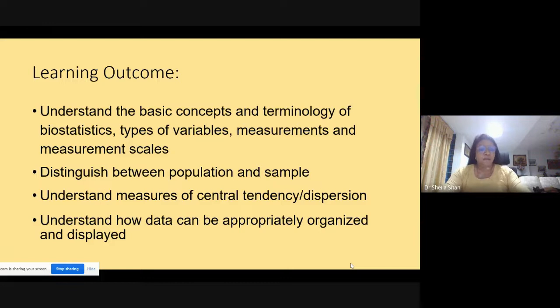So the learning outcome. If you look at the slide, the learning outcome is to understand the basic concepts and terminology of biostatistics, types of variables, measurement and measurement scales. And we are going to distinguish between population and sample, understand the measures of central tendency, and understand how data can be appropriately organized and displayed.